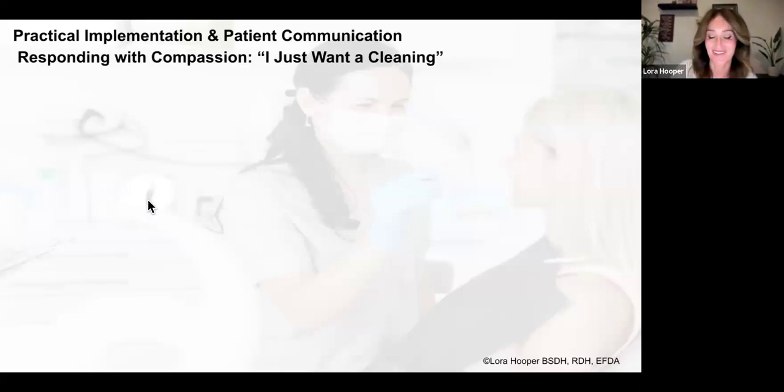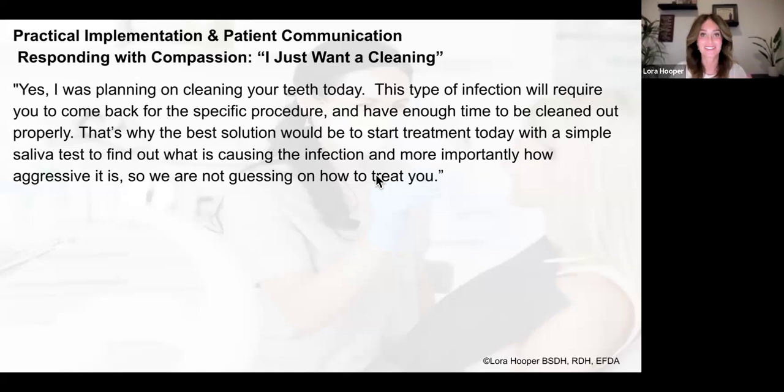Okay, some other things that we might talk about if somebody says that is, tell them, no problem. Yes, I was planning on cleaning your teeth today. Because this type of infection requires you to come back for that specific procedure, I want to make sure that I'm giving you that quality time and doing a really good job to get the infection cleaned out underneath. That's why today the best solution would be to start treatment with a simple saliva test. Let's find out what's causing the infection, how aggressive it is, and in many cases, find out if we actually need an antibiotic or not, because I want to make sure that we're treating you the right way and not guessing.